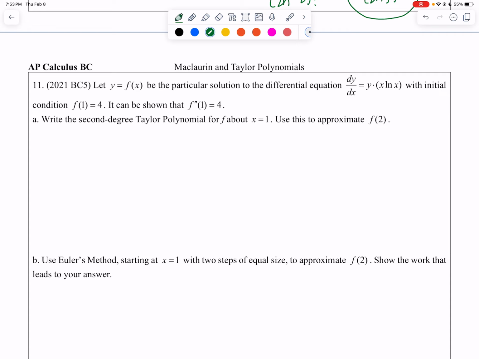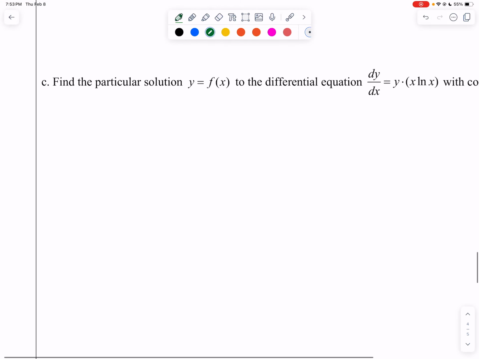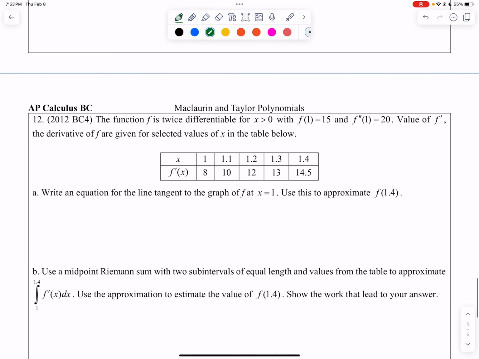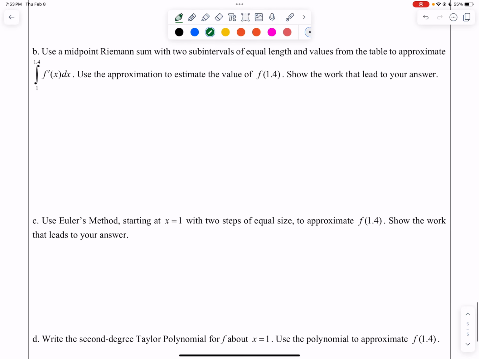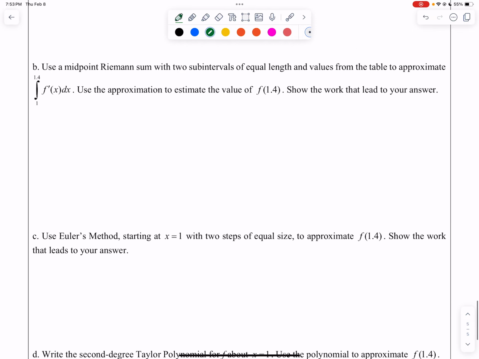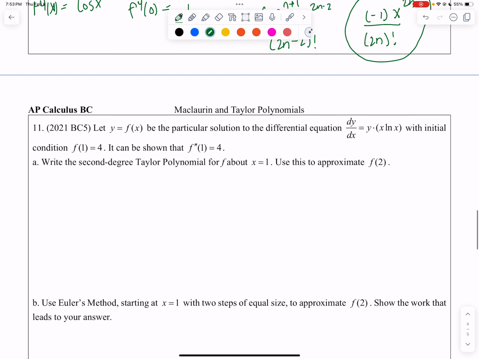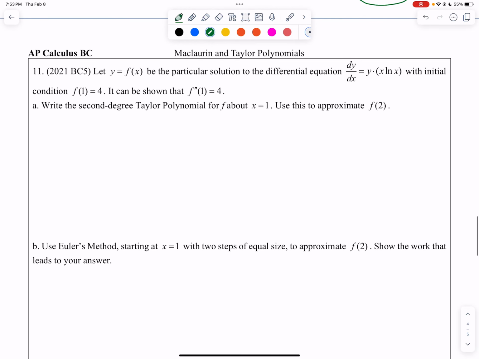A lot of these FRQs is going to be a lot of approximating. We've done a lot of approximating using tangent lines, Euler's method, Riemann sums. This one's going to be another approximation. So you'll see, especially on 2012, you have the tangent line, you have that Riemann sum, you have Euler's, and then you have the second degree Taylor polynomial. But let's go back to part A.